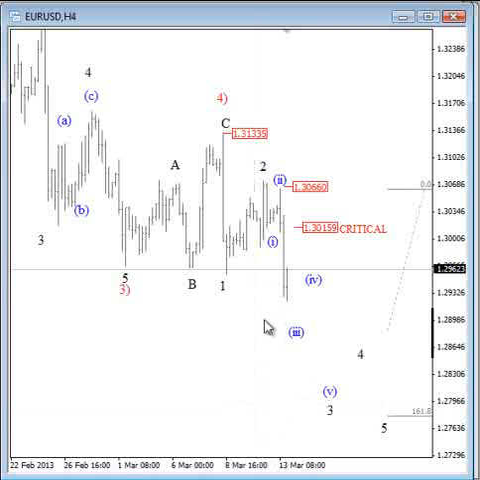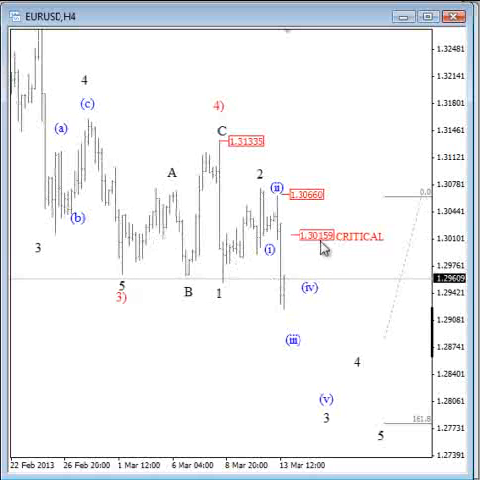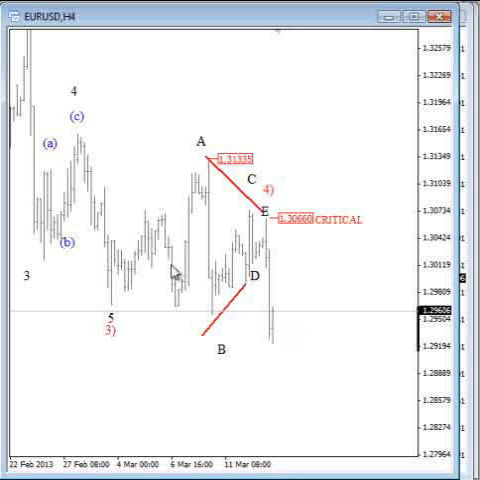Meanwhile I'm also observing my second wave count, which is a triangle, and this second wave count would come into play if we see an overlap with this critical level. So here is this count. I'm looking at a completed running triangle. This was wave A, wave B, wave C, and small wave D and E.